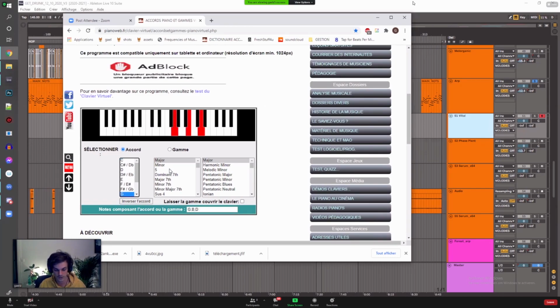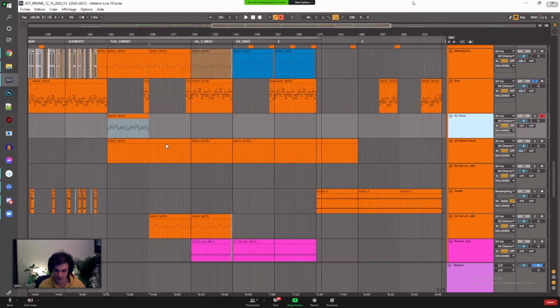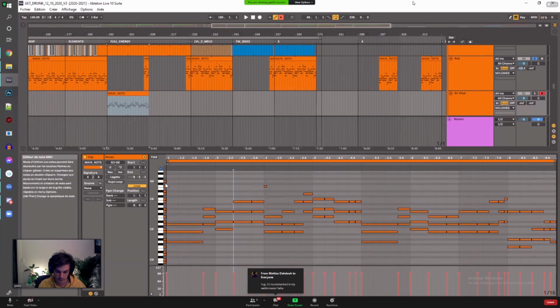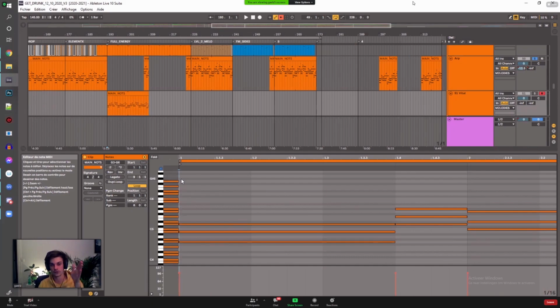So let's say I'm in G, probably I'm using a Phrygian or a Spanish Gypsy, which are like the two main scales I use in my sounds. And you can see, so I'm in G Spanish Gypsy, and it prompts me every note in that scale. So I can then copy them in my DAW. So I put them here in place. So here, and then I displace them before the start of the MIDI file.